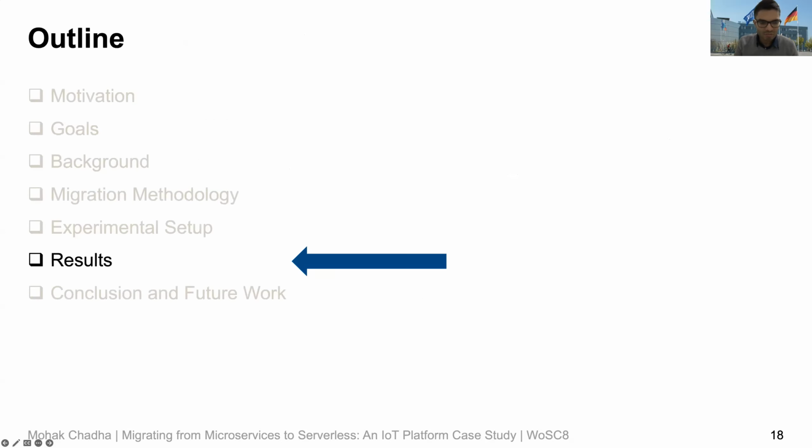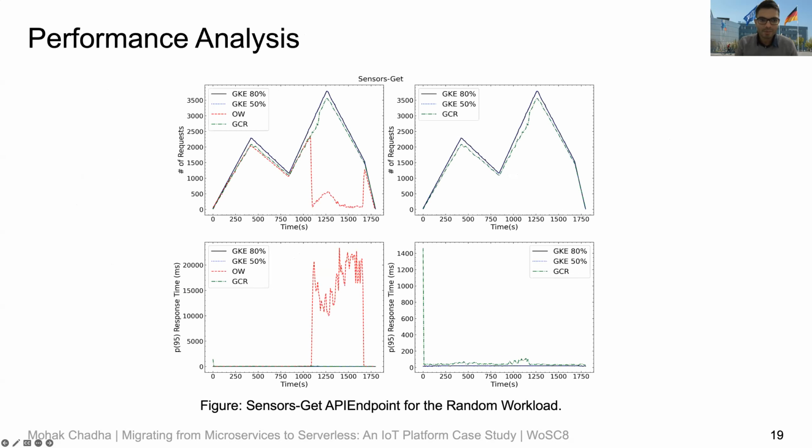Right, so some brief results. The top figure shows the number of requests for one load pattern, while the bottom one shows the P95 response times for the different deployment strategies. For most API endpoints, we observed that GKE standard performed best, followed by GCR and then OpenVSC.